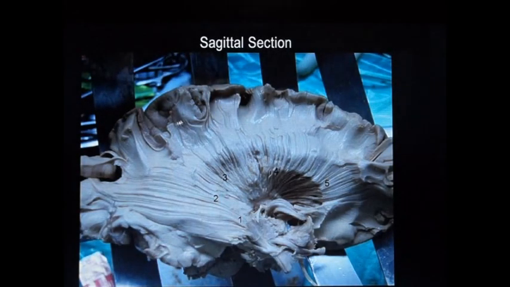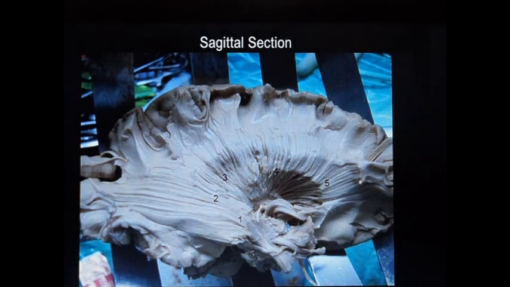This is a dissected specimen to show the internal capsule in sagittal section, where the lentiform nucleus is completely removed to show the parts of the internal capsule. One here is the sublentiform part, 2 is the retrolentiform part, 3 is the posterior limb of the internal capsule, 4 is the genu of the internal capsule, and 5 is the anterior limb of the internal capsule. And we can see here the fibers further radiating in all directions towards the cerebral cortex, forming the corona radiata.